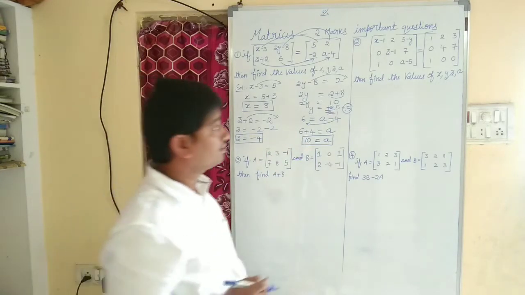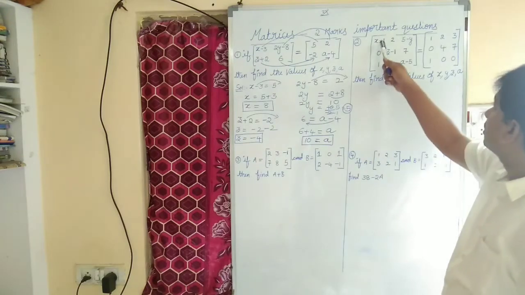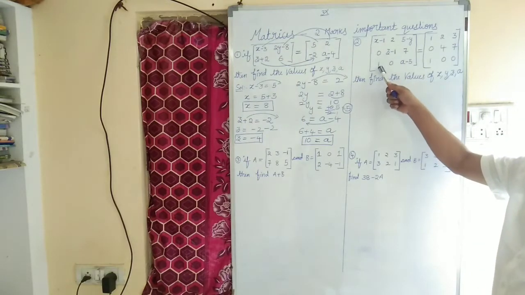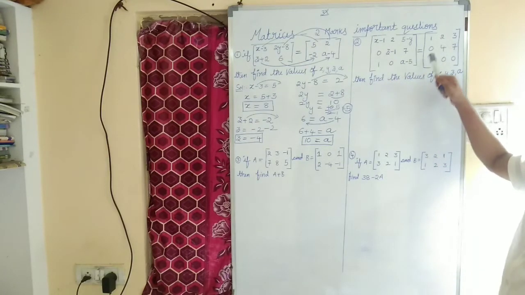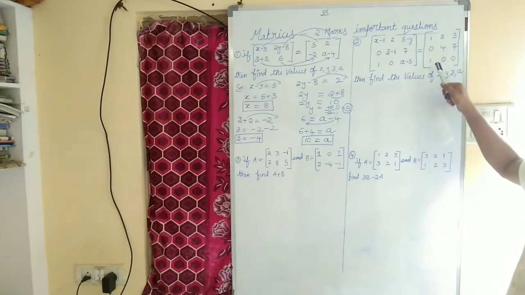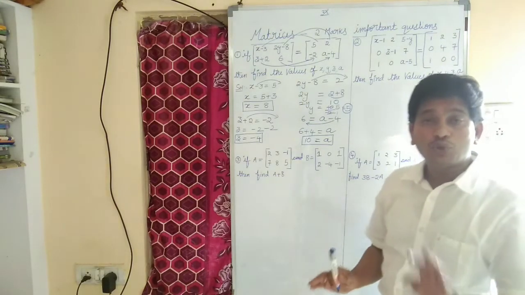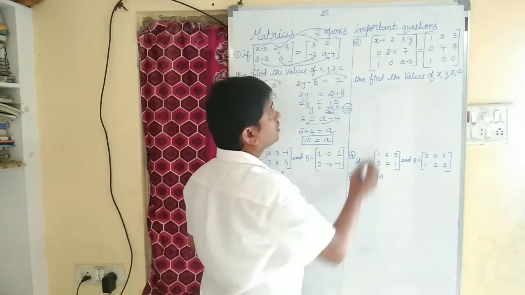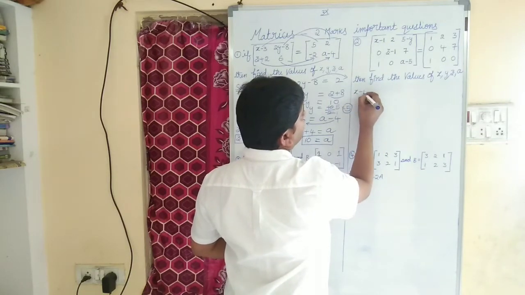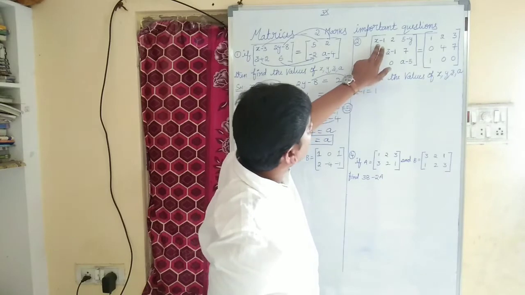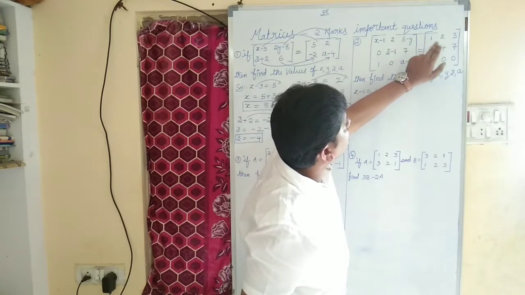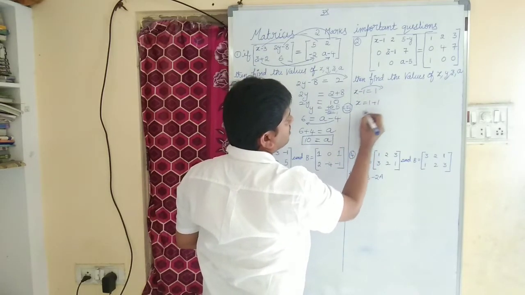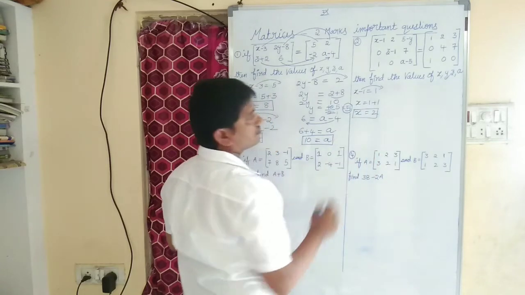Okay. The similar question, if you observe the second question: [x minus 1, 2, 5 minus y; 0, z minus 1, 7; 1, 0, a minus 5] is equal to [1, 2, 3; 0, 4, 7; 1, 0, 0]. Again, two matrices are equal. If two matrices are equal, their corresponding elements are equal. So the first element is x minus 1 equal to 1. Minus 1 you transpose, x is equal to 1 plus 1. So x is equal to 2. We got x value.